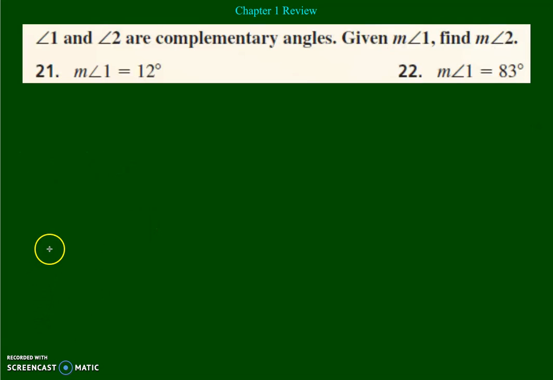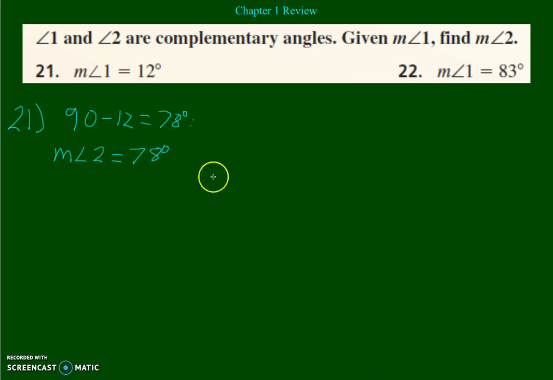In problem 21, we're told angle 1 and angle 2 are complementary angles. Given the measure of angle 1, find the measure of angle 2. Complementary angles are two angles that add up to give 90 degrees. So that's all we have to do for 21: 90 minus 12 equals 78 degrees, which means 78 and 12 are complements. So the measure of angle 2 equals 78 degrees.